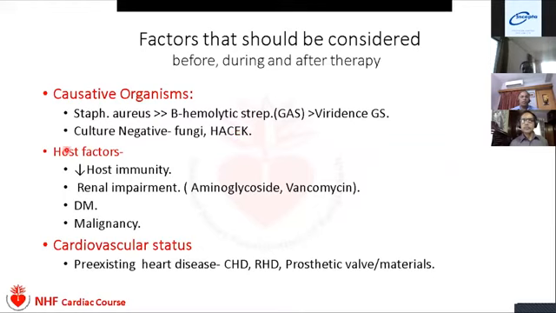On the other hand, host factors also contribute to disease morbidity and mortality, with decreased immunity, renal impairment, malignancy, and diabetes. Especially important is renal failure, because many of the drugs that we use are nephrotoxic, especially aminoglycoside and also vancomycin. Regarding cardiovascular status, if the patient has previous rheumatic heart disease, congenital heart disease, or a prosthetic heart valve or materials, prognosis is poor and treatment is also difficult.